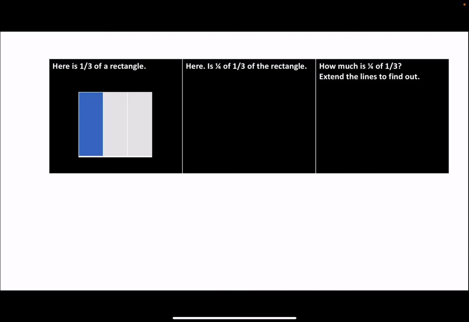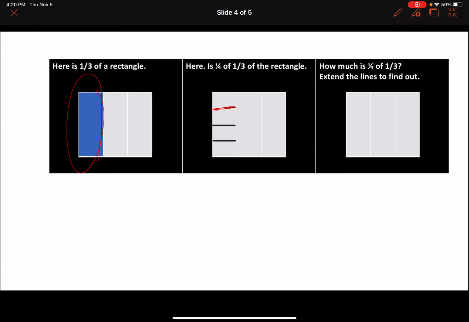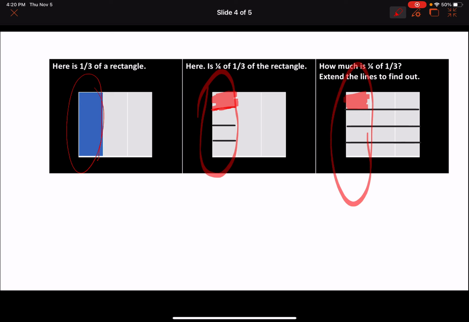Okay, so looking here, I have 1/3 of a rectangle. I want to take 1/4 of 1/3 of a rectangle. So I look at this first part here, and I divide it into 4 pieces. Now I only get one of those 4 pieces, 1/4 of that 1/3. So how much is 1/4 of 1/3? Well, in order to figure the whole thing out, I just extend the lines. This is the piece that I get because I get the 1/4 of that 1/3, and the answer to this question is 1/12.